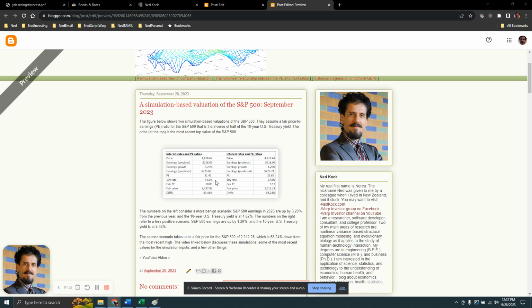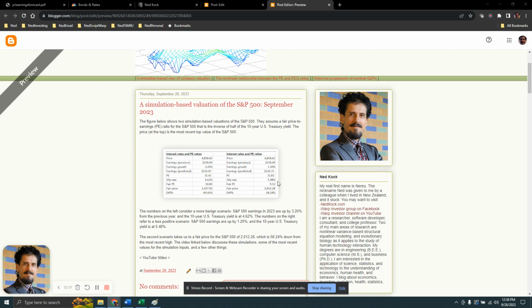the interest rates. So on this less negative scenario on the left, we assume the 10-year rate to be 4.62, which is what it is at the time of this writing. And the one on the right is 5.48%, which is the 3-month yield. And the reason for this is that this assumes that the yield curve will uninvert at some point, and so this would be the 3 months.